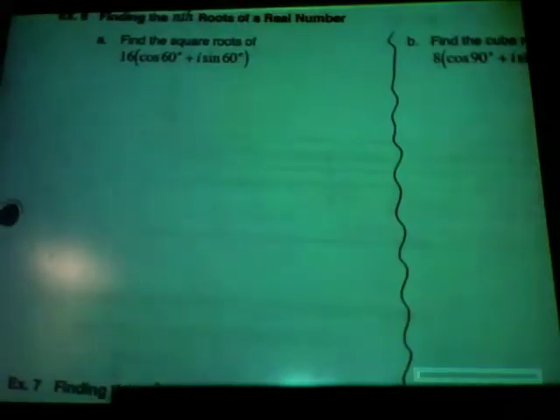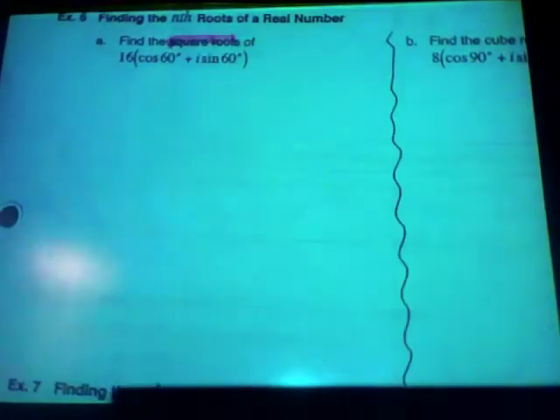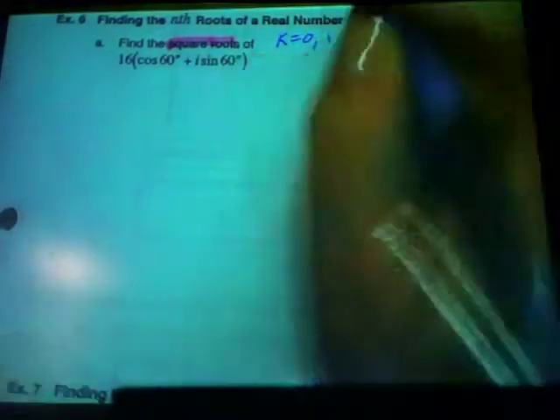So let's look at example 6. You're going to have to write small, just warning you. We're finding a square root, so how many answers do we need? 2. Square root means I have 2 k's. Square root means that k is going to equal 0 and 1.